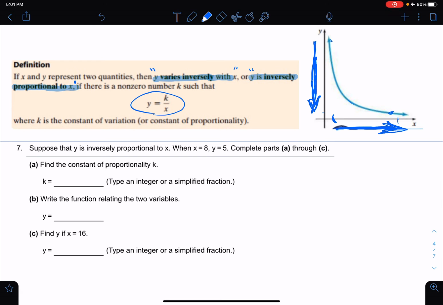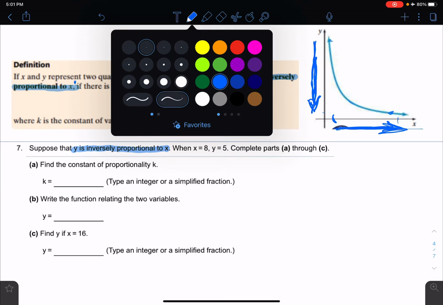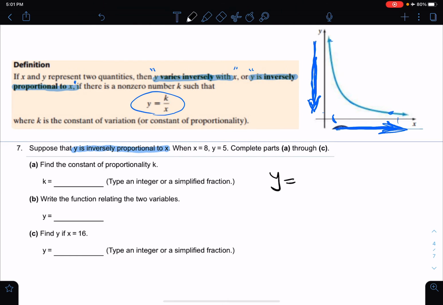So the very first thing we see, it says number 7, suppose that y varies inversely. Up there it is, y varies inversely. Y is inversely proportional to x, rather. So right when we see that, we know for sure we are going to write down y equals k over x. Then it says when x equals 8, y equals 5. Well, that's just a point, right? 8, 5. Now complete A through C. First thing they want is k.